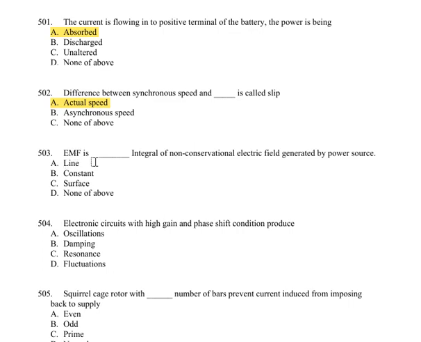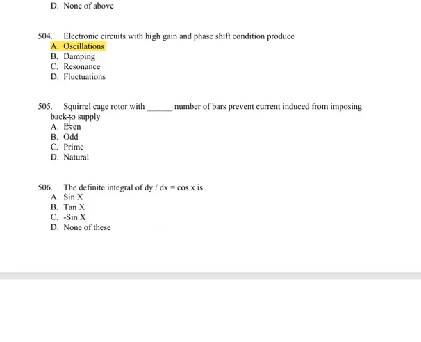EMF is the line integral of the conservative electric field generated by a prime source. An electronic circuit with high gain and phase shift produces oscillations. A squirrel cage rotor with a prime number of bars prevents currents induced from imposing harmonics.